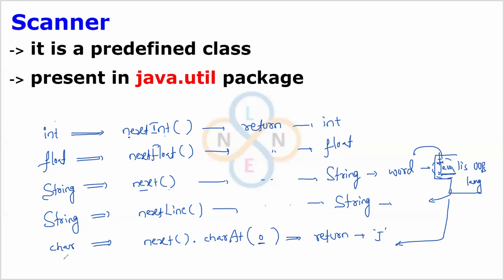Like this, there are so many methods, but these are the most commonly used by a programmer. To read such different types of values, we have different methods present in the Scanner class. Now let's see the same example. How do we implement the Scanner class?